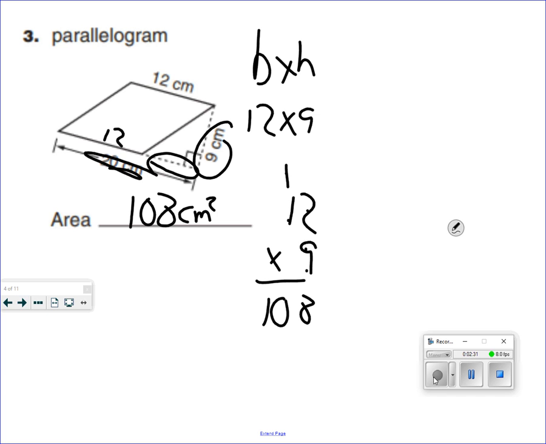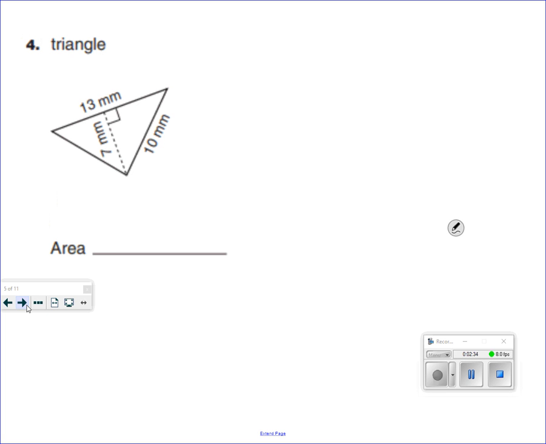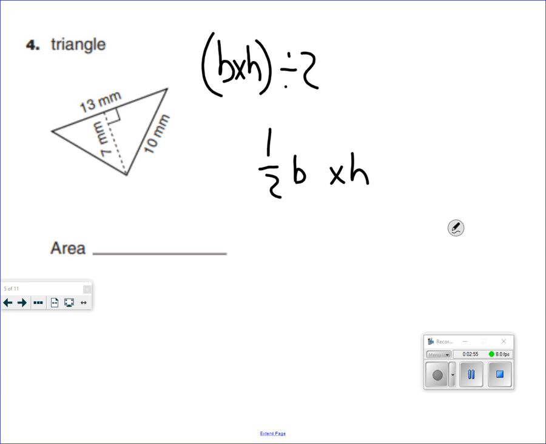Next one, we have ourselves a triangle, okay? Let's take a look at this triangle here, okay? Which one of these is the base and which one of these is the height? Well, if I'm looking close at this, so how do you find the area of a triangle? You're going to take half the base, or you can do the base times the height, and you can divide it by 2, okay? Or you can take half of the base, and then you multiply it by the height, okay? So let's take a look here.